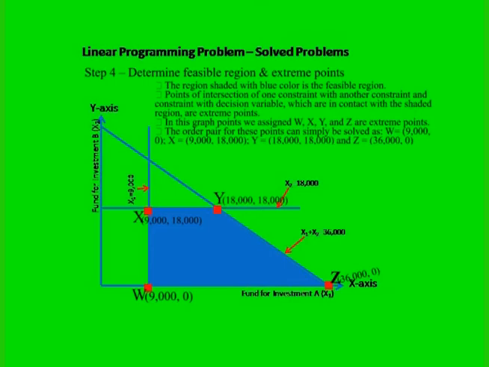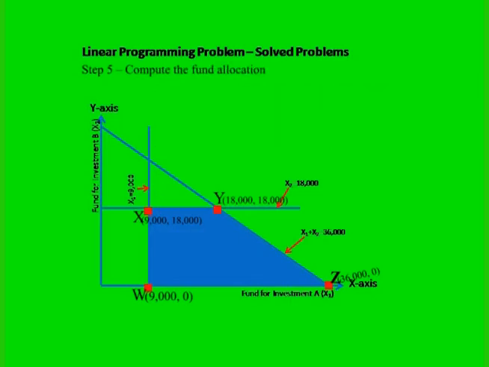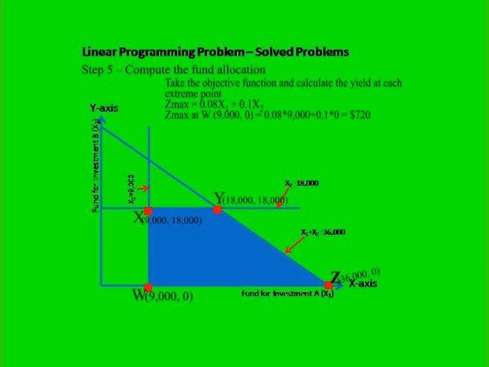To determine these ordered pairs, just take equations of the lines that intersect to form this point and solve them simultaneously. The last step, step 5, compute the fund allocation. Take the objective function and calculate the yield at each extreme point. The objective function is Zmax is equal to 0.08 x1 plus 0.1 x2.